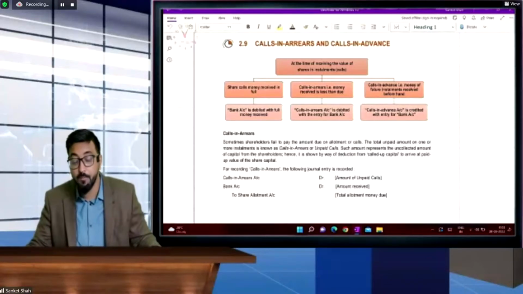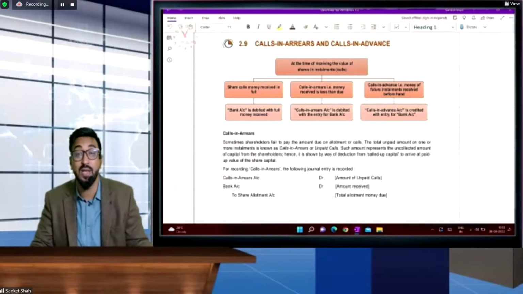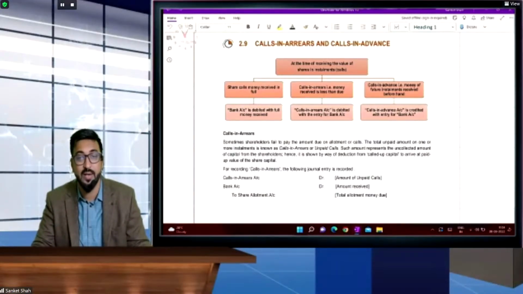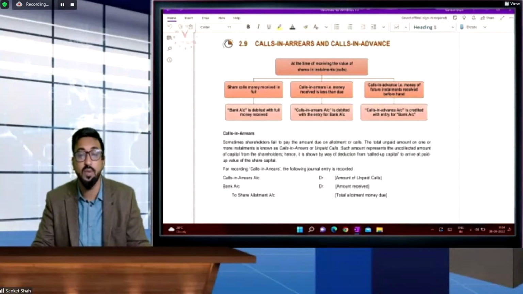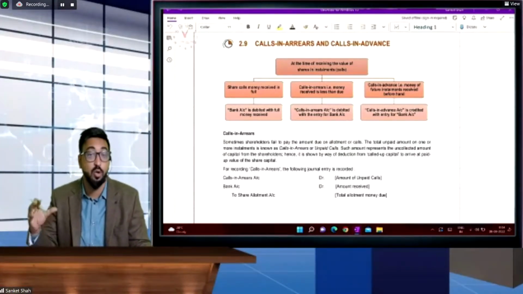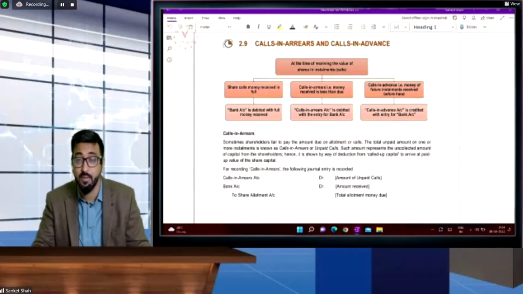Friends, before starting any session, first we have to revise our basic rules of accounts, as you are aware. Hardly one minute. Traditional approach: personal account, debit the receiver, credit the giver; real account, debit what comes in, credit what goes out; nominal account, debit all expenses and losses, credit all incomes and gains. Personal and real accounts are carried to the balance sheet, and nominal accounts go to the profit and loss account. In the modern approach: asset is debit balance, income credit balance, expense debit balance, liability credit balance, and capital credit balance.